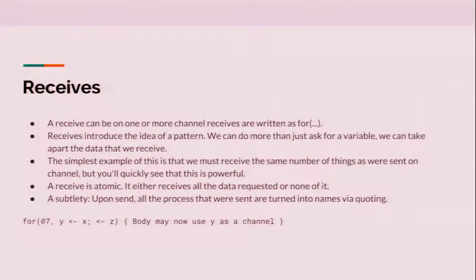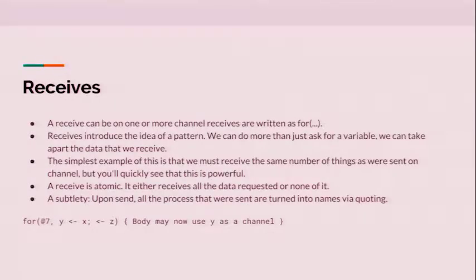And we're specifically waiting for the value 7 and some name, which we're going to bind to the variable y, to come in on the channel that is currently bound to x. And we're waiting for an empty message to come in on z. And then inside of those braces, you're free to use y in the body. And the body will not execute until a send on x and a send on z have occurred that match what we're looking for.